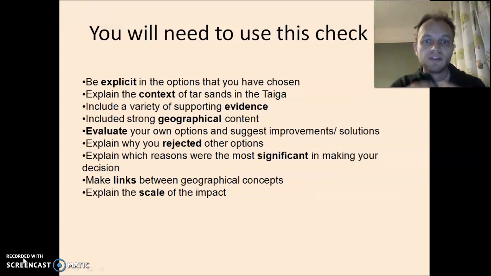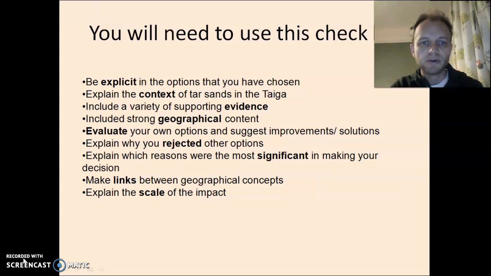Then explain the context. Obviously this one's not the tar sands, but we think about the context of Norway and its energy use. We want to include a variety of supporting evidence. And that includes, and this is something that a few of you didn't do in your 16 markers previously, saying where that piece of evidence comes from. So as you can see from figure 4, blah blah blah. Tell me which figure you've got that information from.